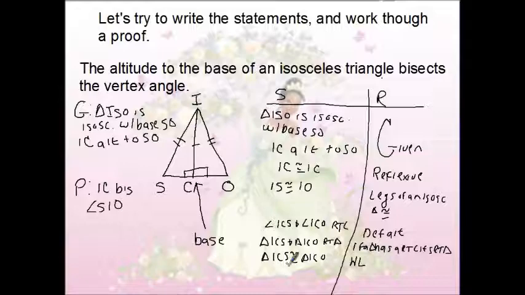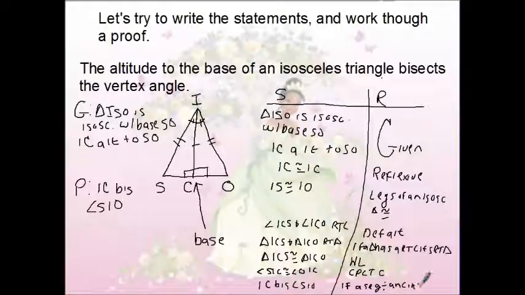Now, for my CPCTC, I'm trying to show I have an angle bisector, so let's name those congruent angles. Angle SIC is congruent to angle OIC by CPCTC. Now, if these angles up here are congruent, then I know that I definitely have an angle bisector. I can say IC bisects angle SIO. The reason, if a segment divides an angle into two congruent angles, it bisects. And we're good to go.